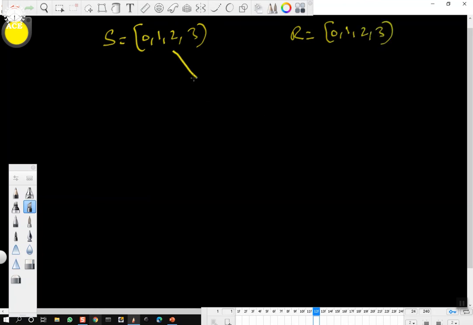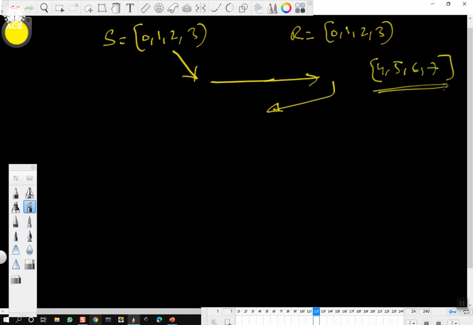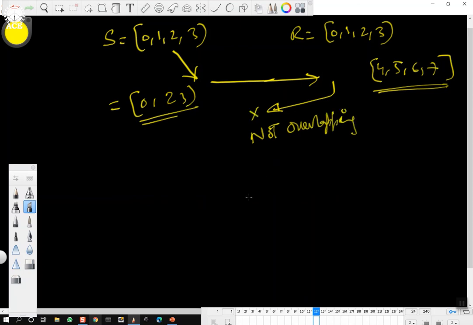Suppose it sends all of them, they arrive at the other side, and the acknowledgement is sent. Then the receiver will slide the window to 4, 5, 6, 7. Now this slid window is not overlapping with the sender's 0, 1, 2, 3. So even if this acknowledgement is lost and the sender transmits 0, 0 is not in the window, so the receiver won't accept it. It will reject it. That is the advantage of selective repeat.